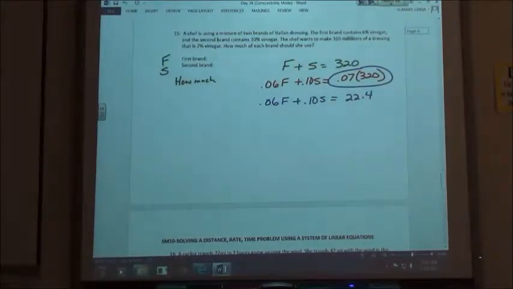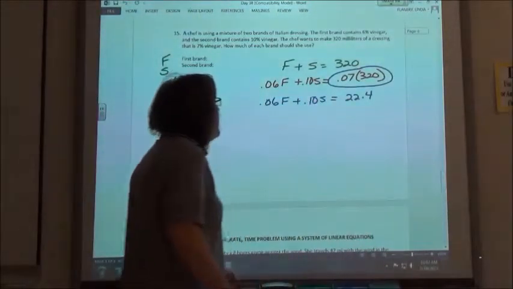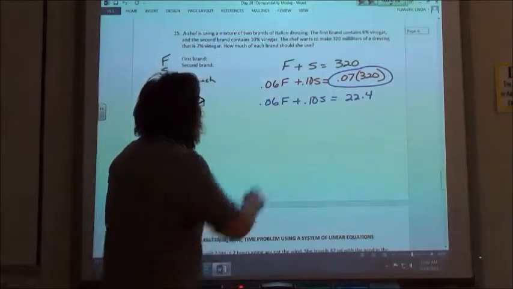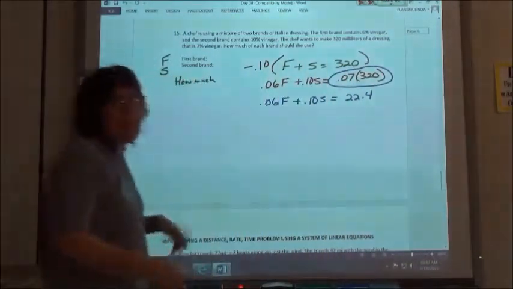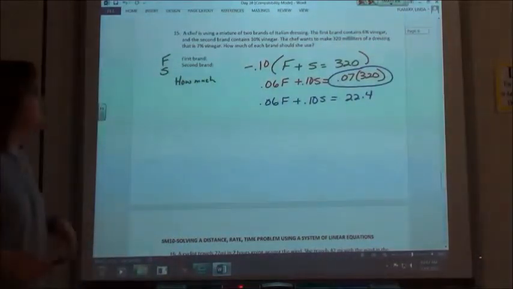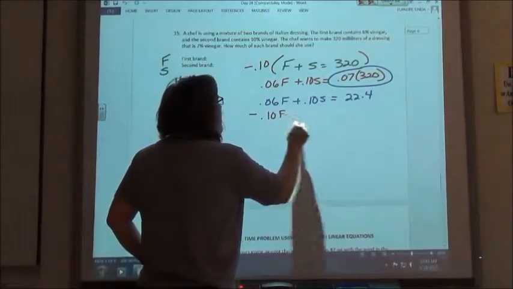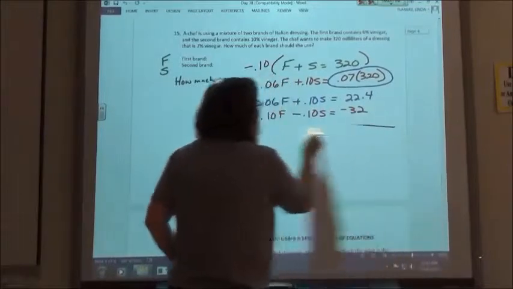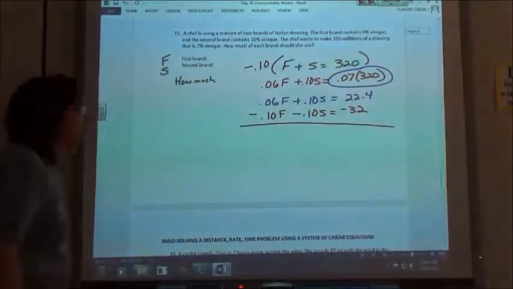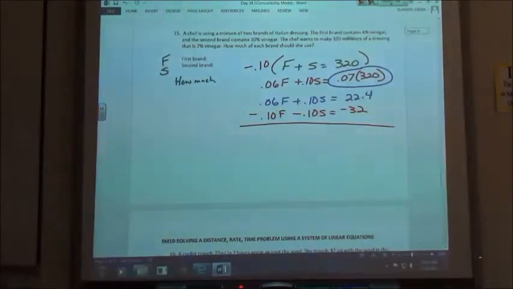So again, we're going to use that elimination method, and we're going to go ahead and multiply that top equation by something. I'm going to go ahead and multiply the top equation by negative 10% because, again, that's easy to do. If you want to do the 6%, that works too. So negative 10% F minus 10% S equals negative 32. If I do 10% of 320, I just have to knock a 0 off of there, so that's why I used 10%. It was easy for me to do in my head.